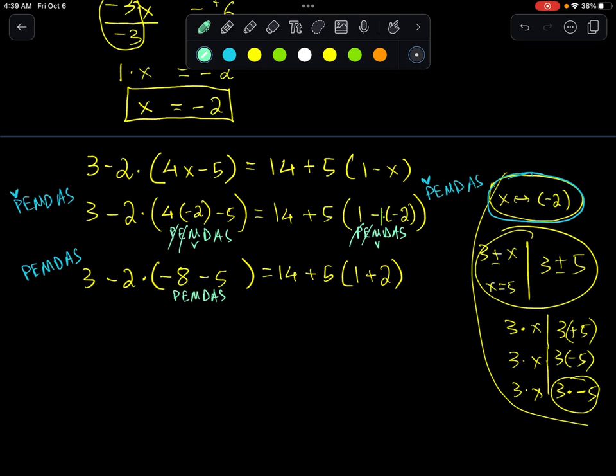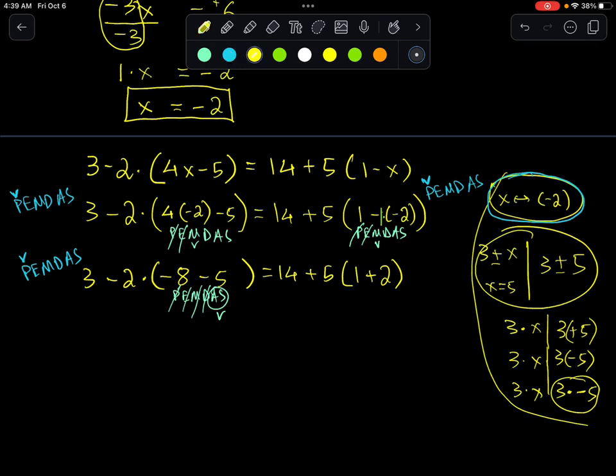Do I have parentheses inside the parentheses? No. Exponents inside the parentheses? No. Multiplication inside the parentheses? No. Division? No. Addition, subtraction? Yes. Therefore, there is something to do inside the parentheses, so I'm still on the letter P.